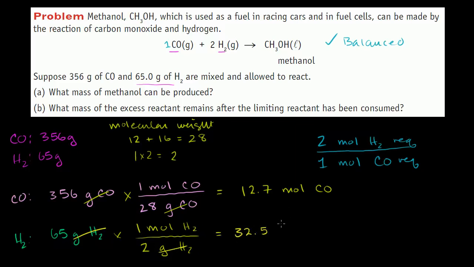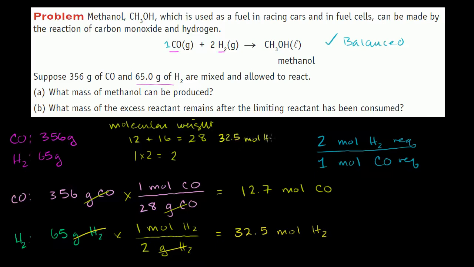32.5 moles of hydrogen. Now, we know exactly how many moles of carbon monoxide and how many moles of hydrogen they've given us. Let's figure out what the ratio is, and we'll do it in the exact same way as we wrote up here. So we have 32.5, this is what we're given.